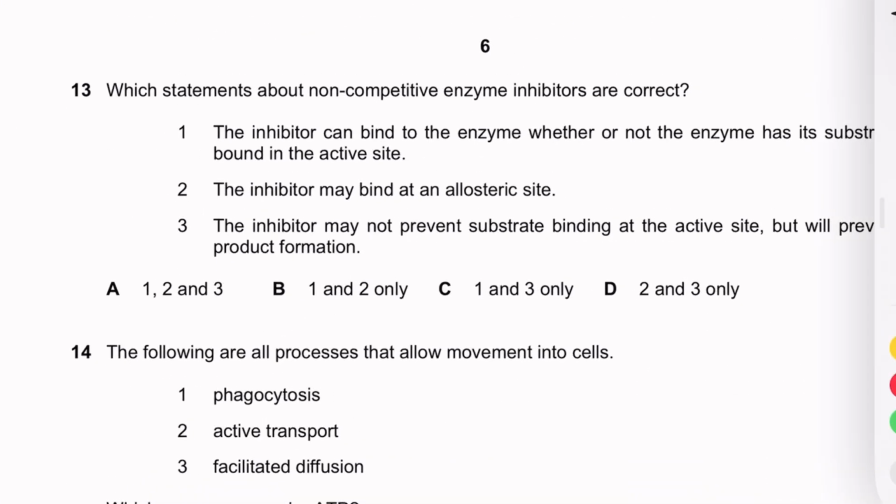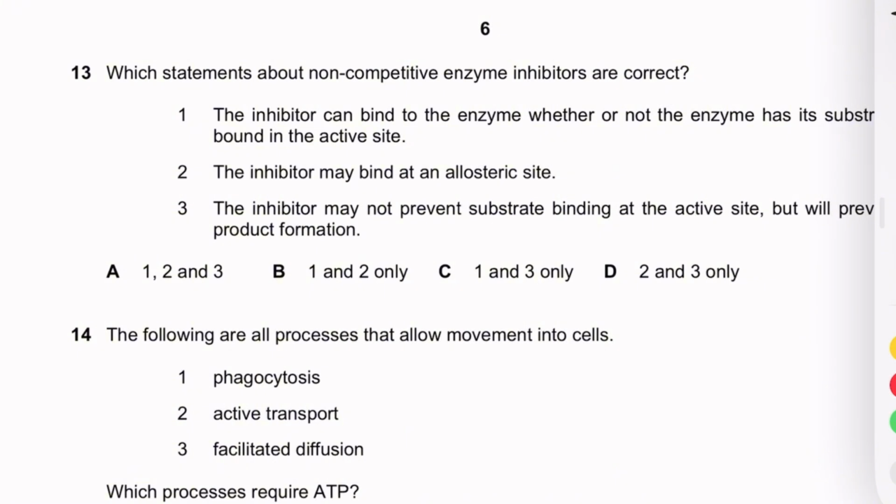Which statements about non-competitive enzyme inhibitors are correct? The inhibitor can bind to the enzyme whether or not the enzyme has its substrate bound to the active site. Okay, non-competitive inhibitors bind specifically to the allosteric site. So yes, they do not bind to the place that the substrates bind to. However, when they bind to the allosteric site, the enzyme changes shape, which stops the active site from working.